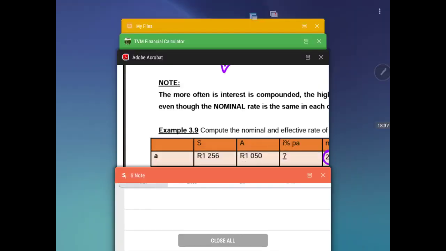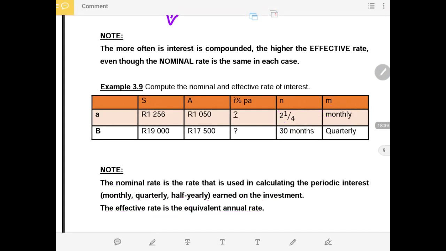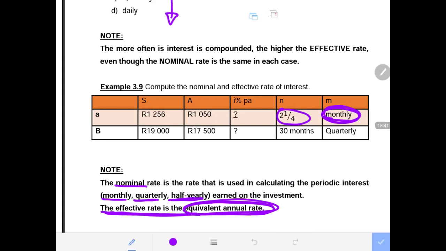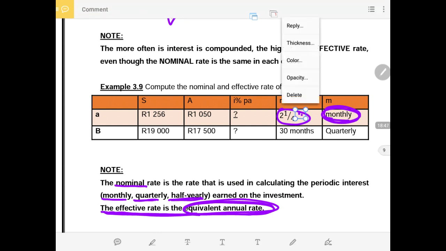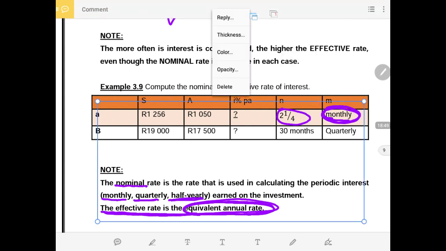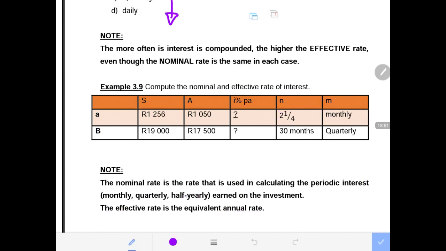Now let us look at number B. What do we have in number B? Again, what are we calculating? Remember the requirements. We are required to calculate the nominal and the effective rate of interest. That means when we're calculating the nominal, we need to take into account the number of compounds, which is quarterly, meaning our n must be in quarters.